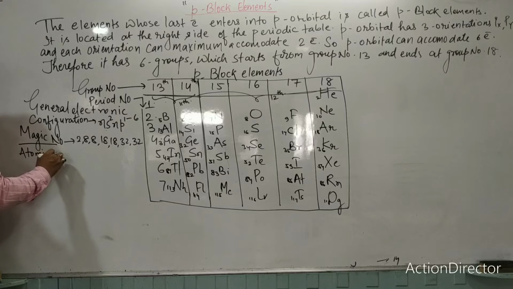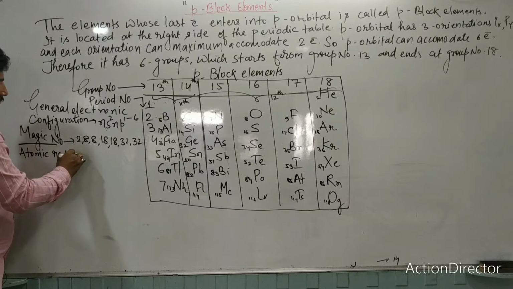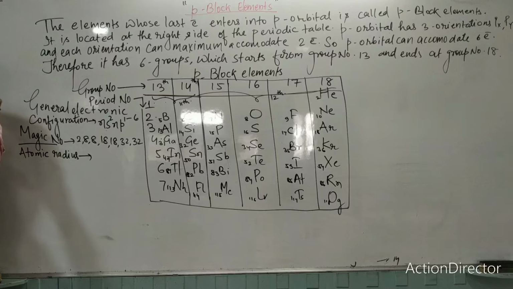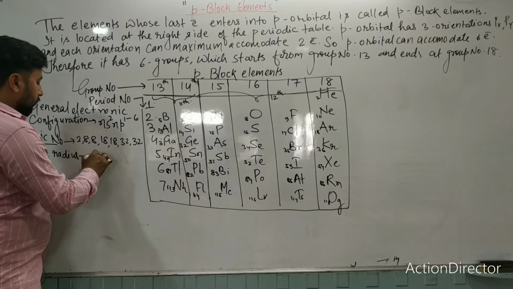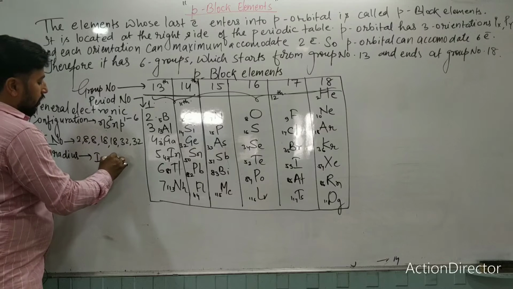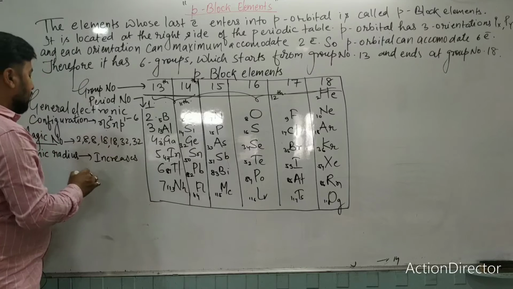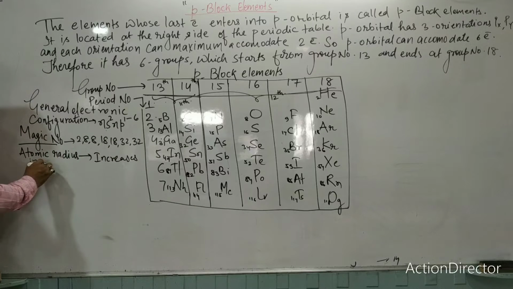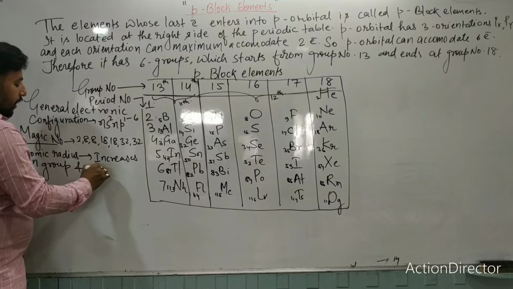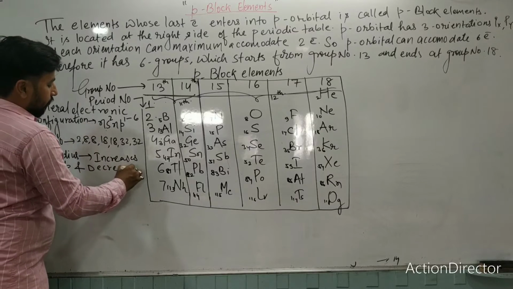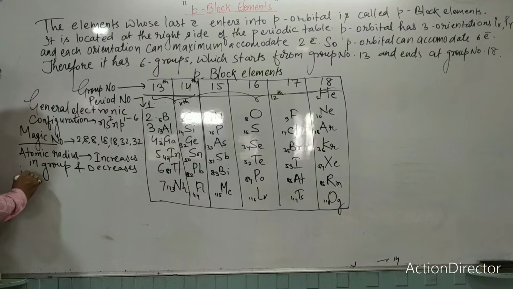Atomic radius increases from top to bottom. Why does it increase? In a group. Atomic radius increases in a group and decreases in a period. These are the general trends which you should remember.